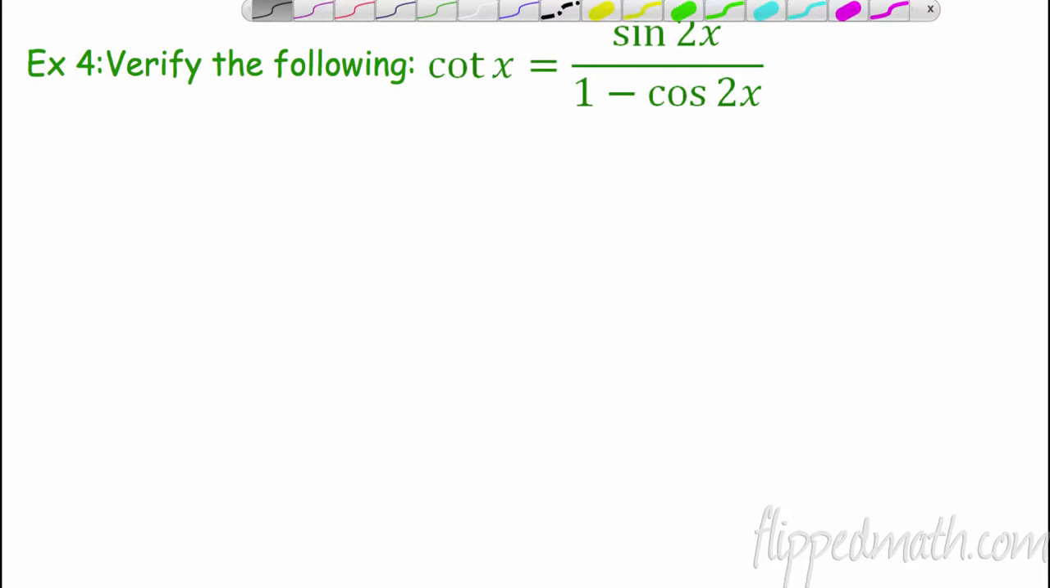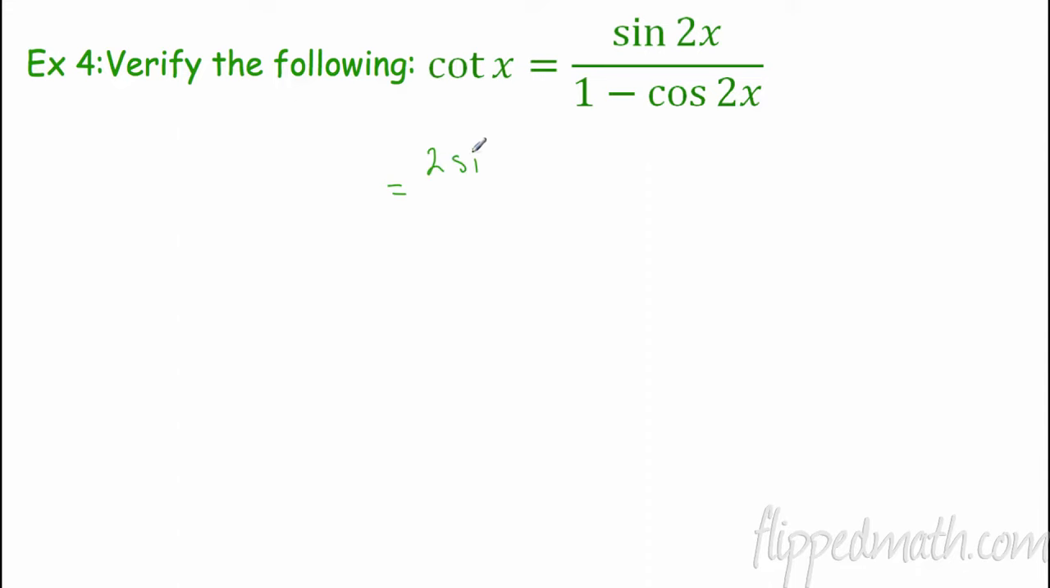All right, so we're going to do some verifications here. The most complicated side to me looks like the right-hand side, so I'm going to start with that. I'm going to move this over a little bit so we have some more room. I know that the sine of 2x, I have a formula for that. That's the same thing as 2 sine of x cosine of x, our double angle formula, right?